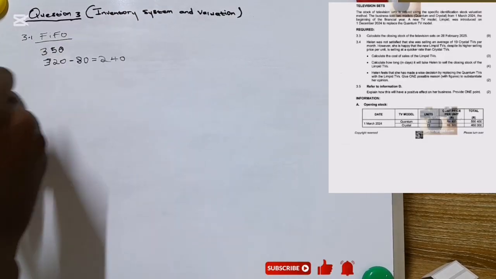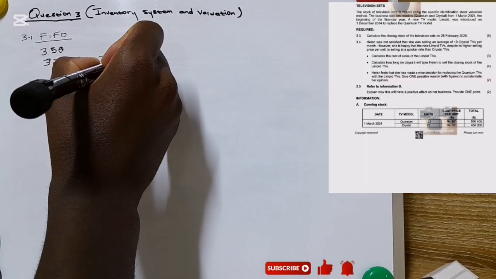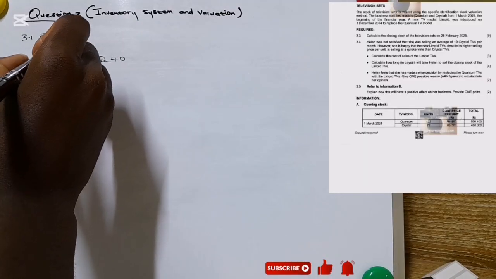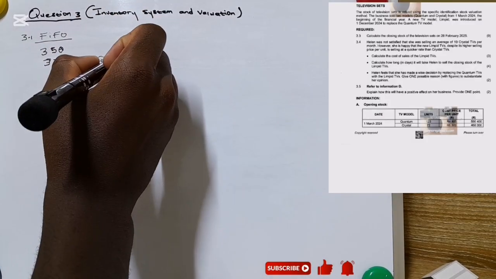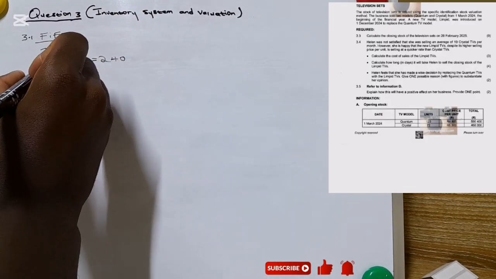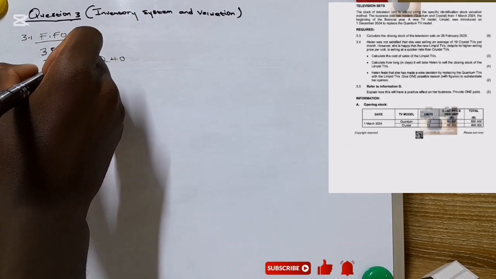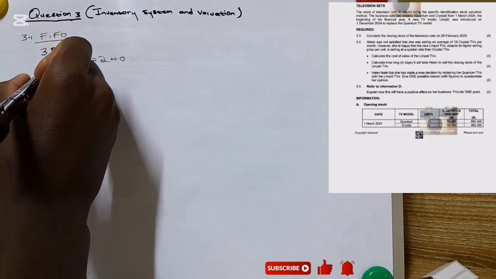240 units. Then after that, you have to take our closing unit, which is 350, and subtract our new unit, which is 240. So it's going to give us 110 units.